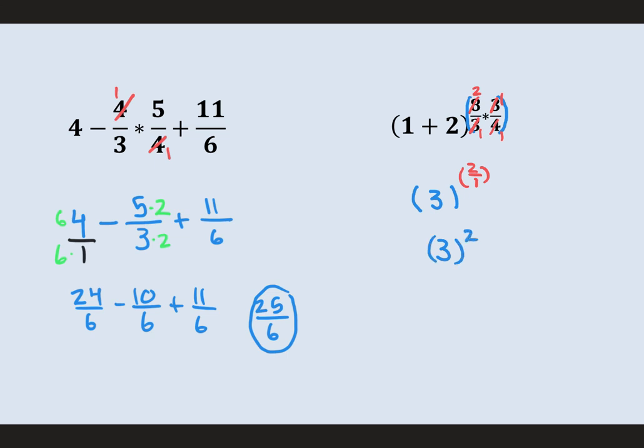We've now taken care of all the parentheses simplification first. We can now move on to the next step, which is to take care of the exponents. In this case, we have 3 squared. 3 times 3 is 9.